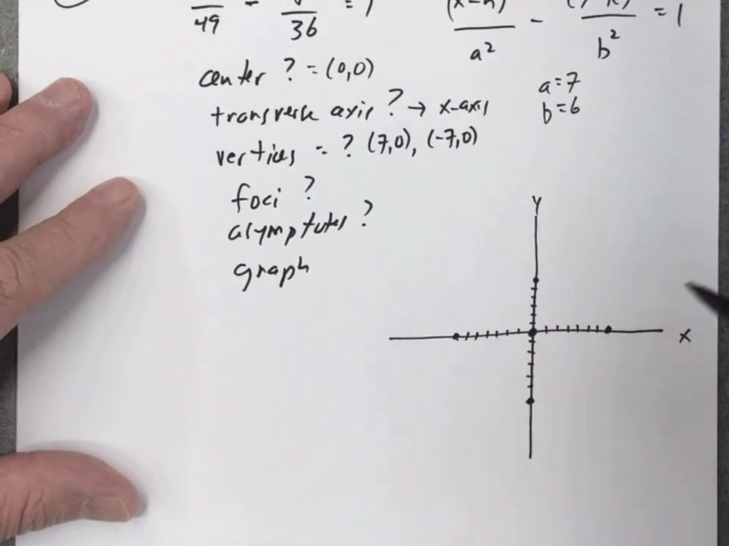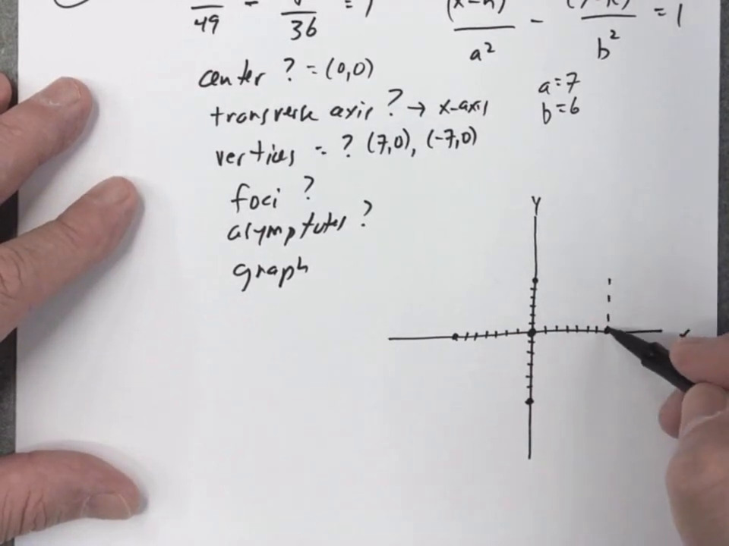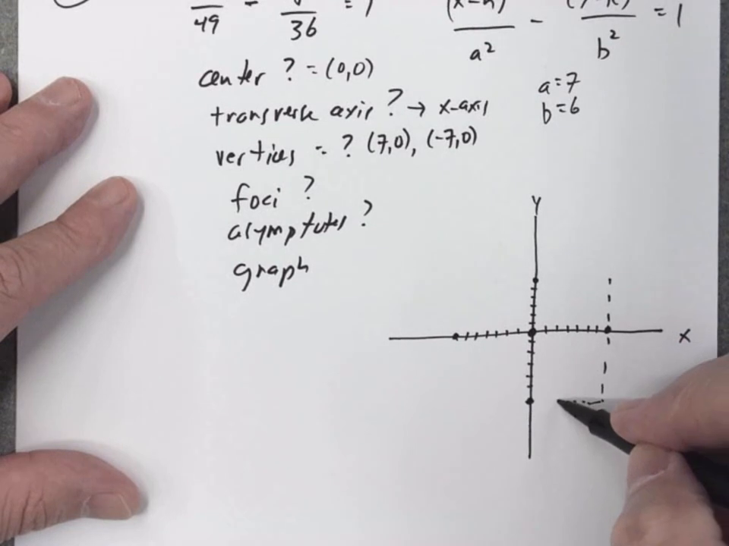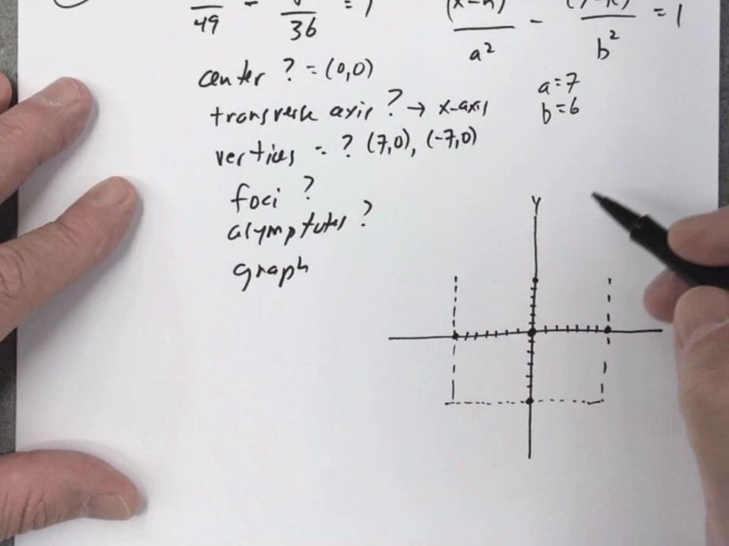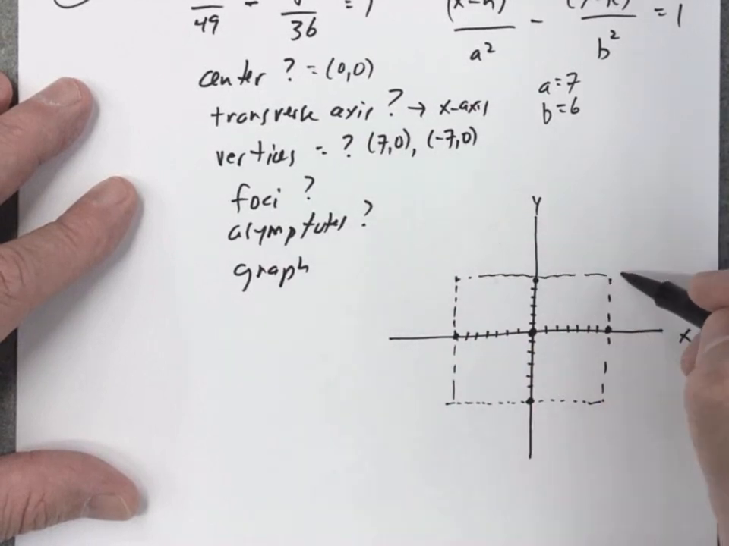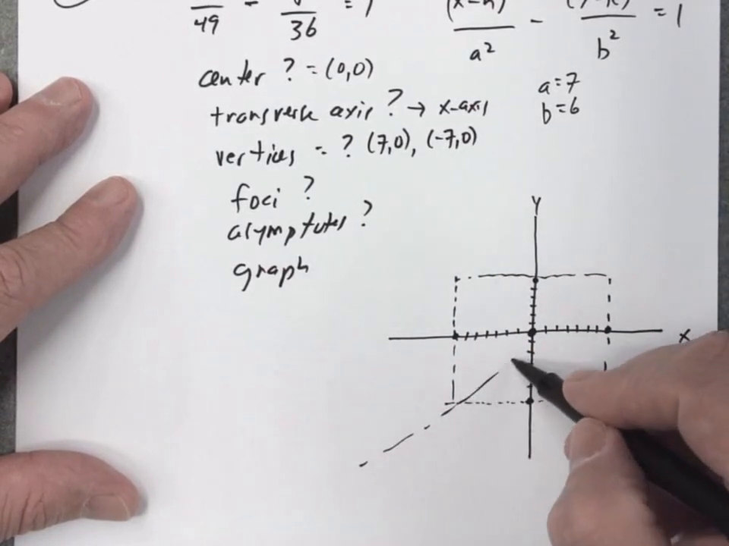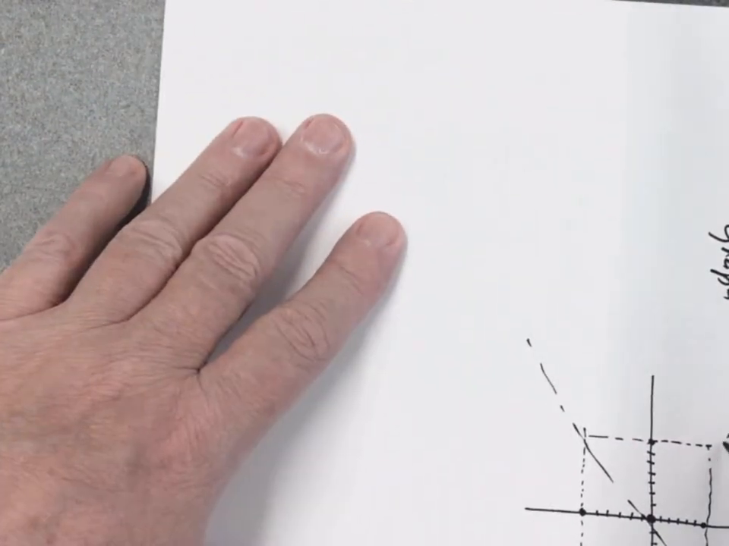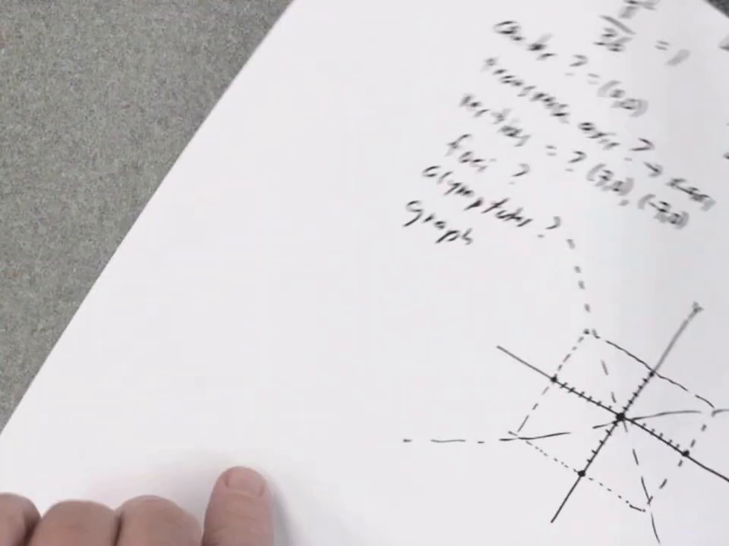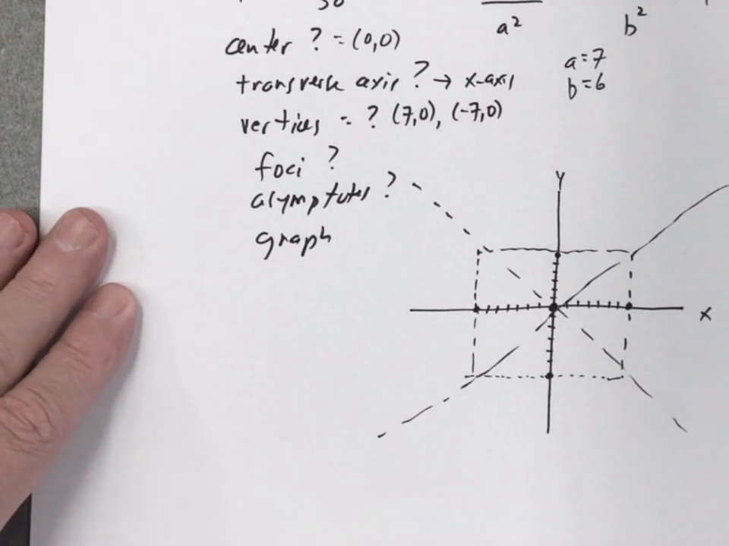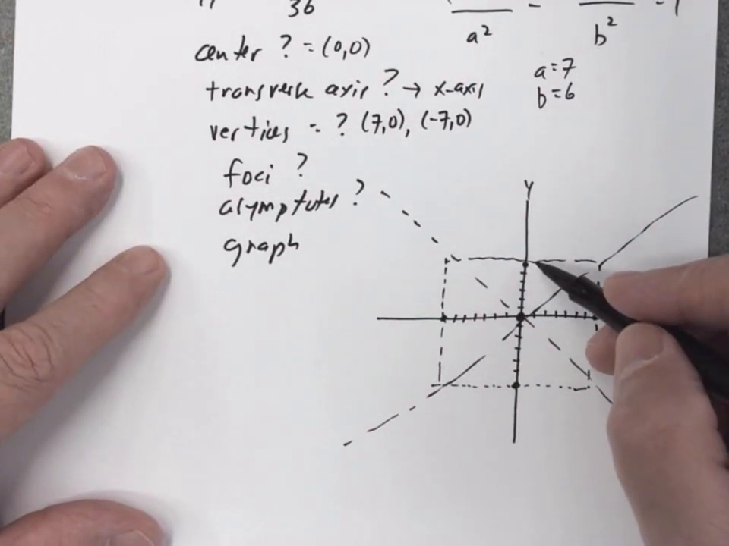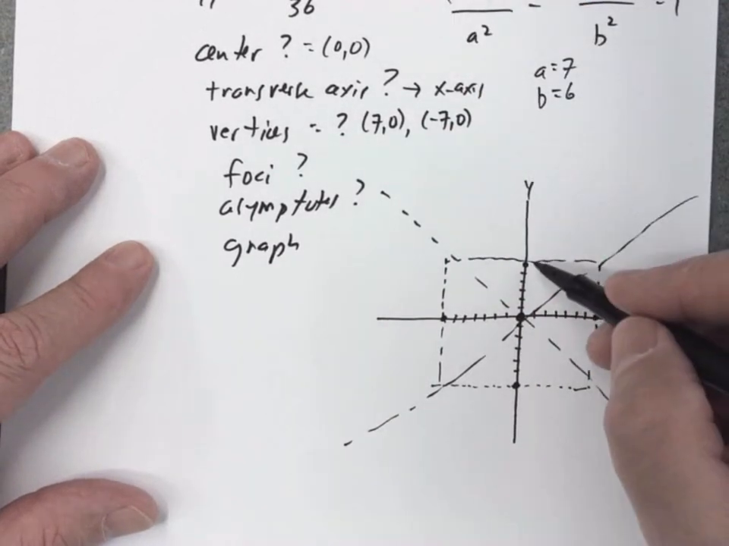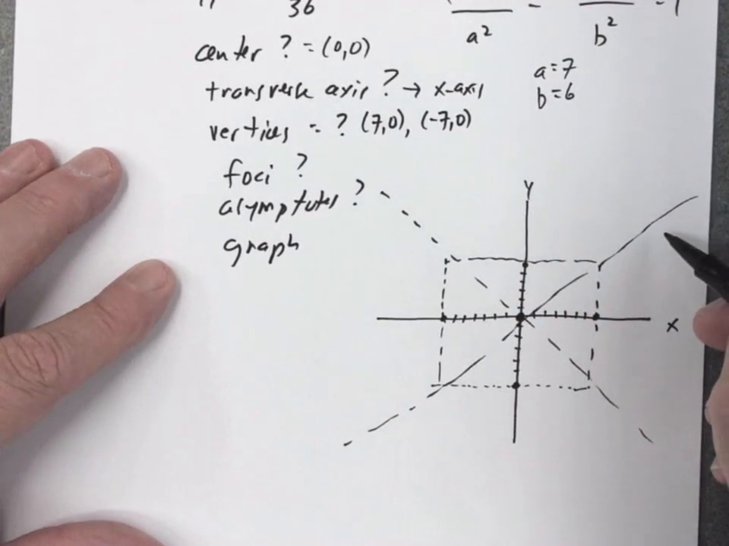Now I can draw my rectangle through these 4 points, and then I can draw my asymptotes. It's going to sketch this hyperbola, and then we can figure the rest of the stuff out. So since it's a left or right, see, if I didn't look up here, I was almost getting ready to do this, but it's a left or right.